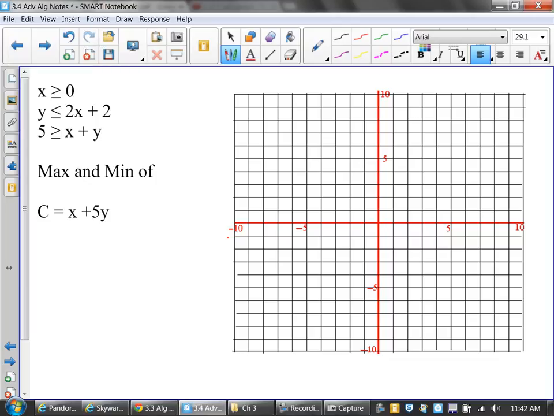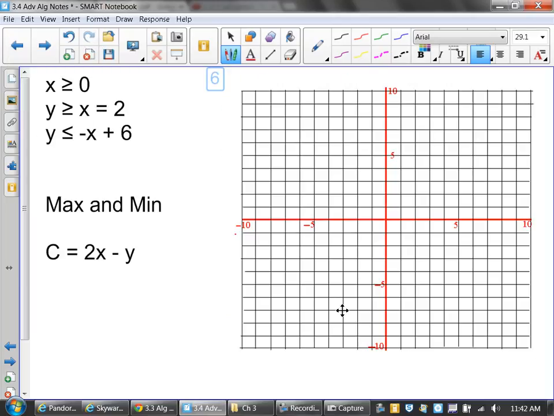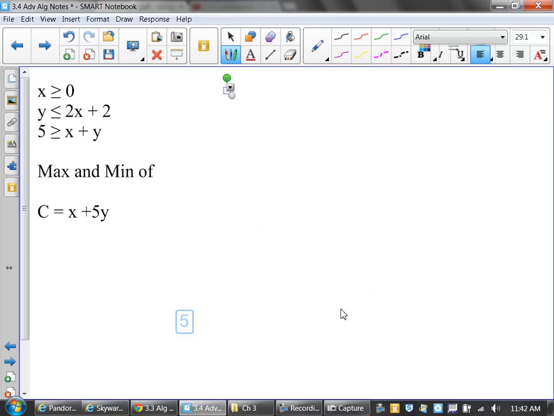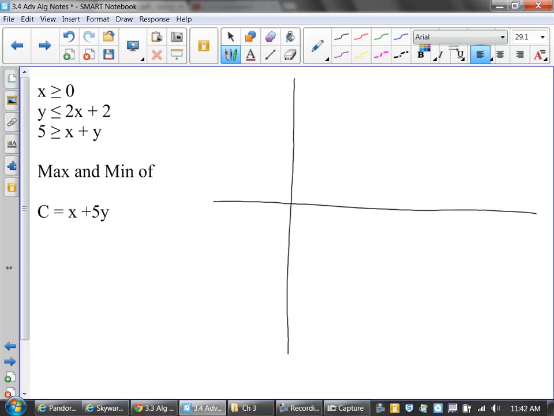Same idea. No graphs. We have x is greater than or equal to 0. Y is less than or equal to 2x plus 2. And 5 is greater than or equal to x plus y. I know that this problem itself is going to be somewhere within the first and the fourth quadrant. Do you agree? Yes. All values larger than 0 for x. It's going this way.